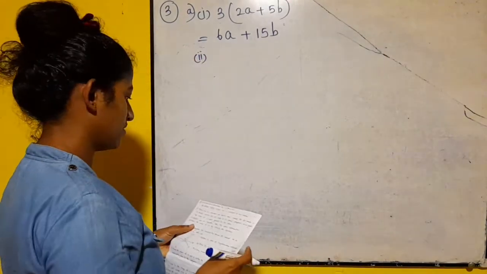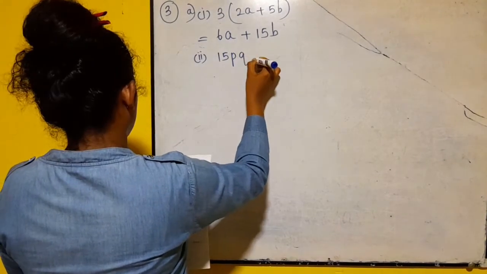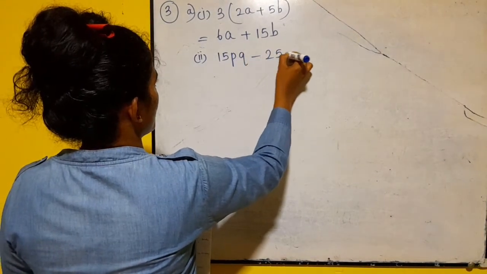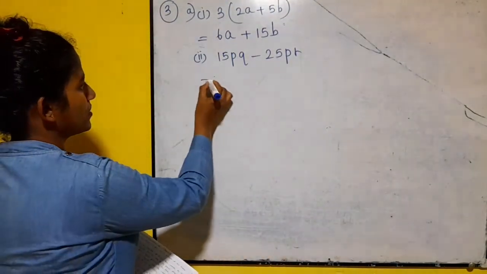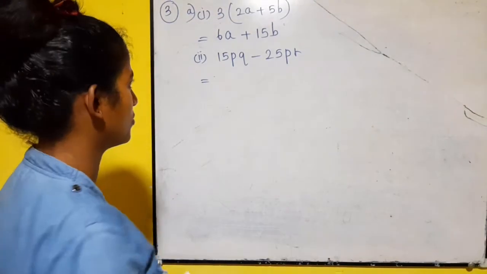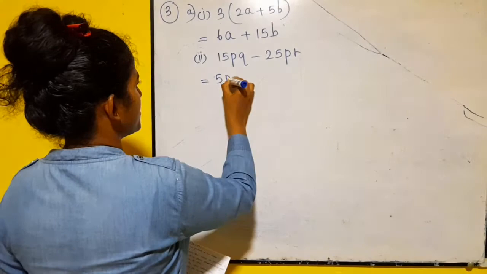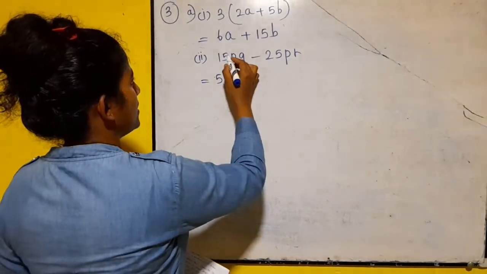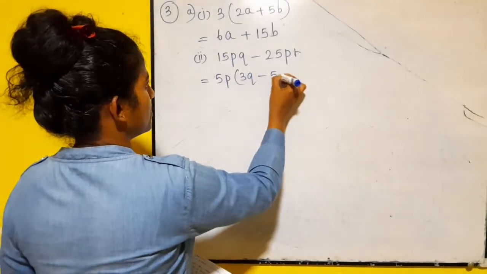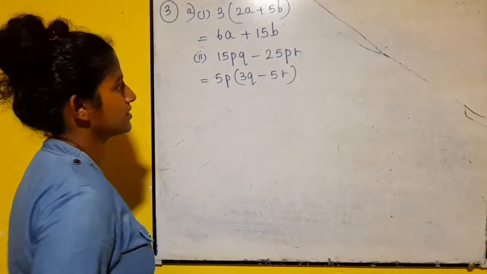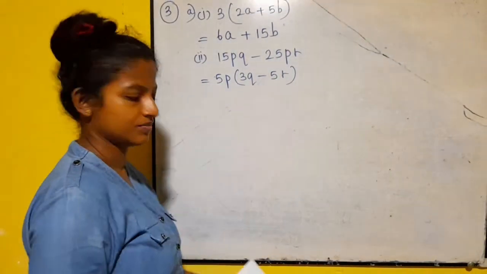Second question, write 15p cube minus 25pr as a product of two factors. What are the common terms here that you can take out? Common factors: 5 is common, then p is common. 5 times p I can take out. Then here 3q, then minus 5r comes inside the bracket. These are the two factors. One factor is 5p, the other factor is this one.